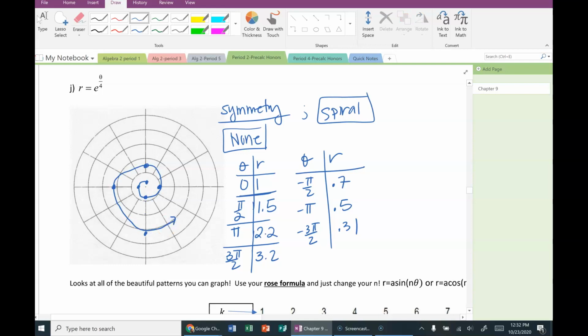Oh, that's some ugly spiral. Man, I can't graph for the life of me, huh? Oh, still ugly. Sorry, that's as best as I can do with the spiral.